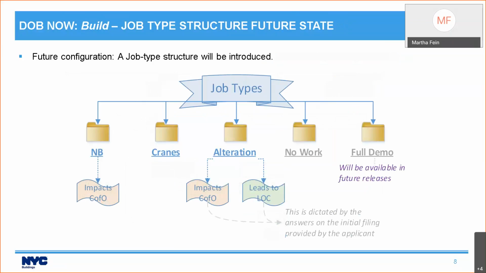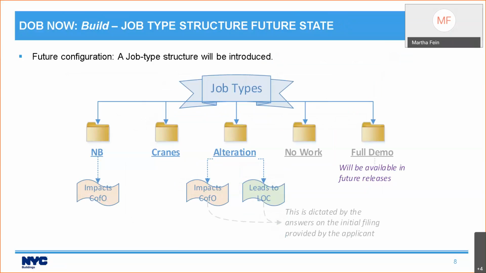In the future, instead of looking at everything as a plain old alteration, we're going to introduce a job type structure. So I want to go through what the different job types are. First, there are new buildings. The determination of what is a new building has not changed. It's the same rules under which you filed new building jobs in BIS.